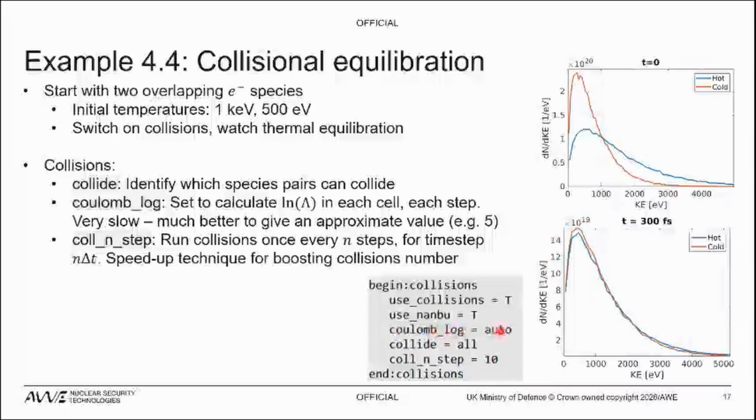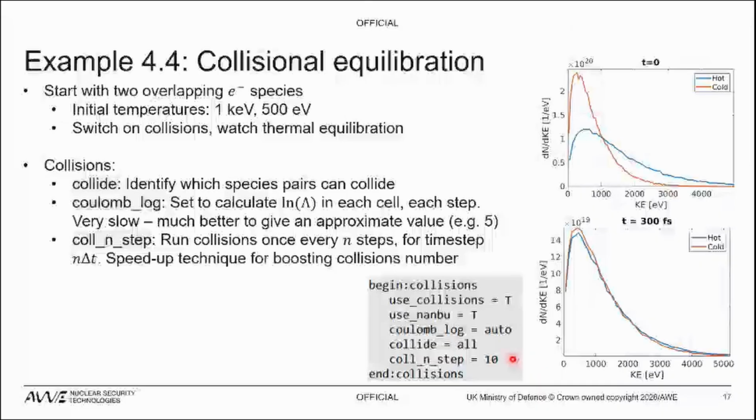You can have a Coulomb log is auto, where it recalculates the Coulomb logarithm each step. That's very slow. We don't recommend you do this if you wanted to do that. Instead, it's better to pick a sort of typical Coulomb logarithm value to use and just plug that into your collisions package. So Coulomb log equals 5, you could say. 5 is usually good enough in a lot of cases. You have to tell it which species you want to collide together. So in this case, collide equals all.